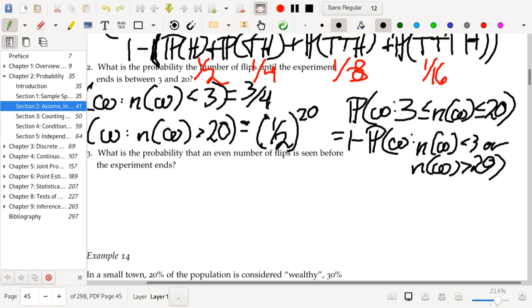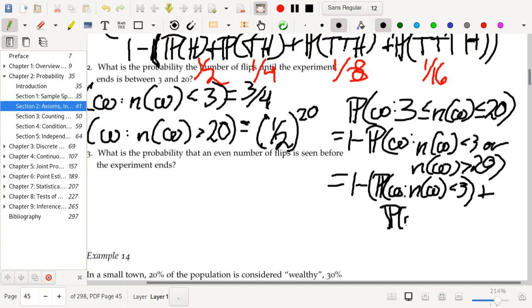One set where n of omega is less than 3, or one set where n of omega is greater than 20. So either a sequence is less than 3 flips or more than 20 flips, but it's not both. So this is actually the union of two disjoint events. And therefore, I can say this is 1 minus the probability of drawing an omega such that n of omega is less than 3 plus the probability of drawing an omega such that the length of the string omega is greater than 20. And I have computed both of those probabilities.